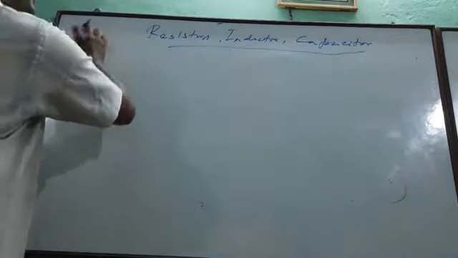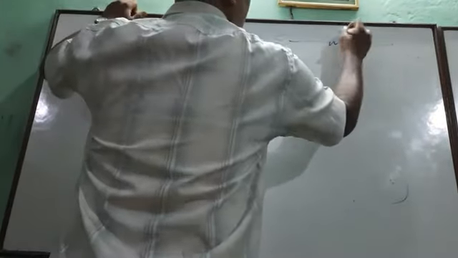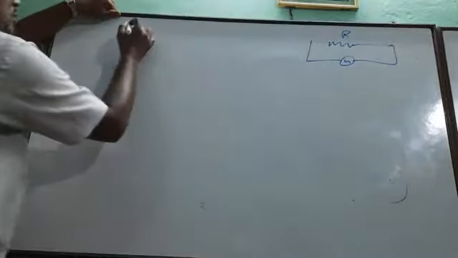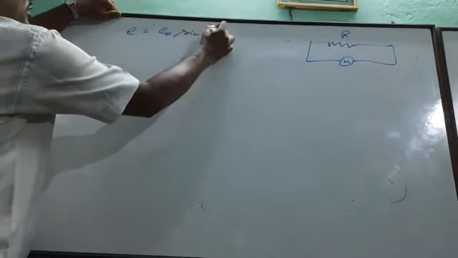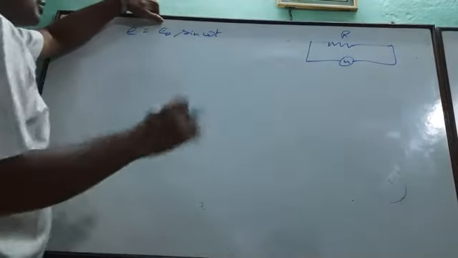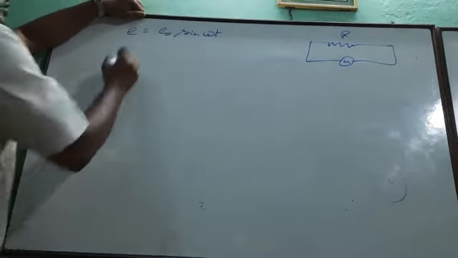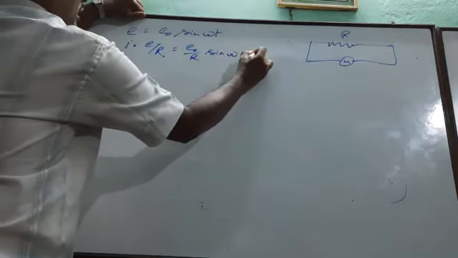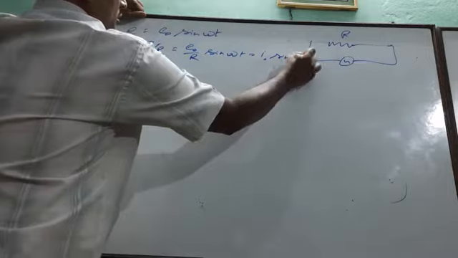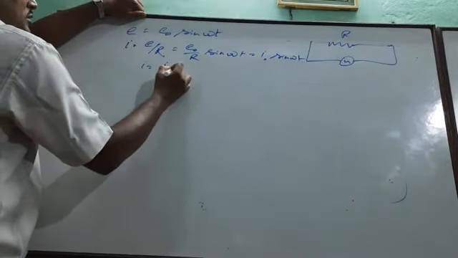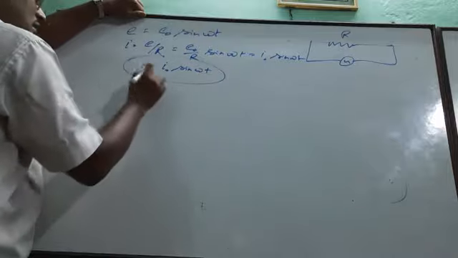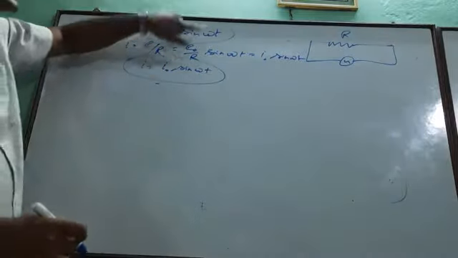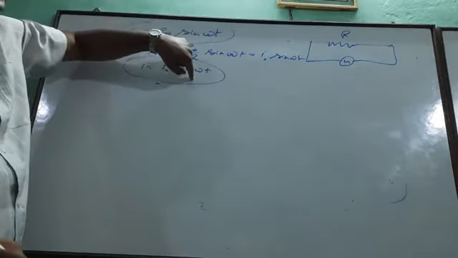Let us consider resistance only. One resistance and AC is supplied here. Let the supplied EMF be E equal to E0 sin omega t. That we have proved in the AC generator. Then what is the current? Current equal to E by R, that is E0 by R sin omega t, and that is I0 sin omega t. So you see I equals I0 sin omega t. So this current and this EMF are in the same phase, because here it is sin omega t, here it is sin omega t, nothing else.